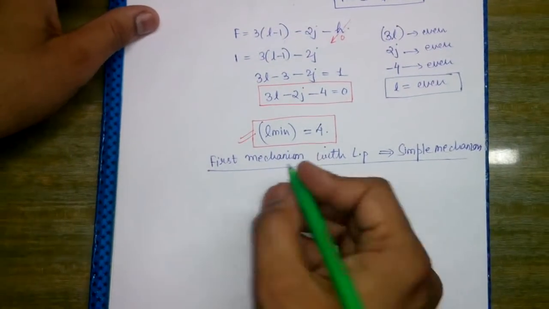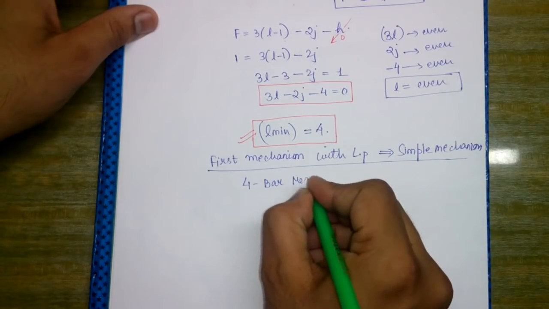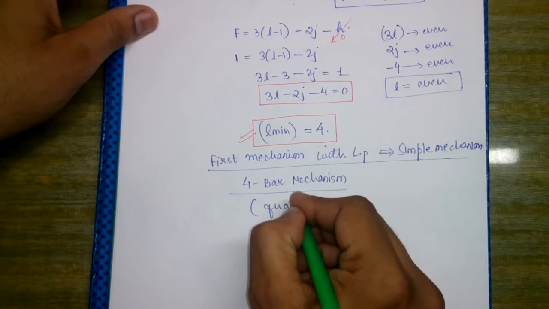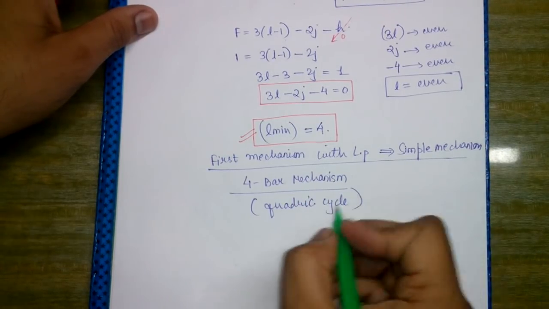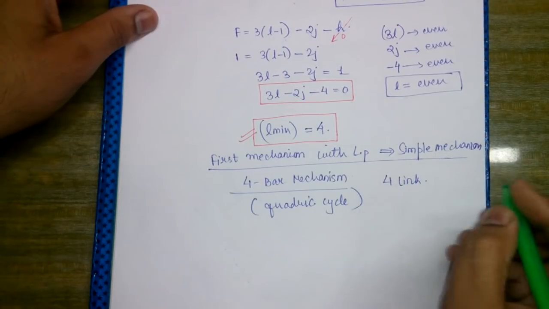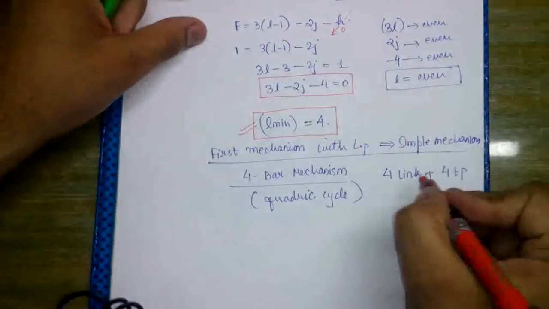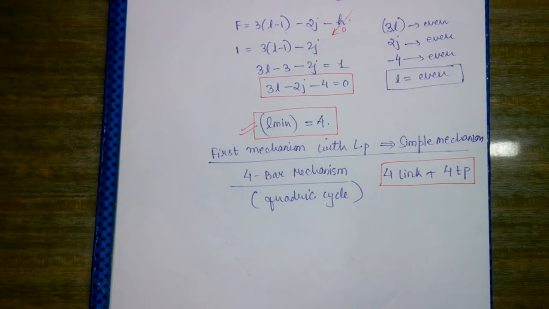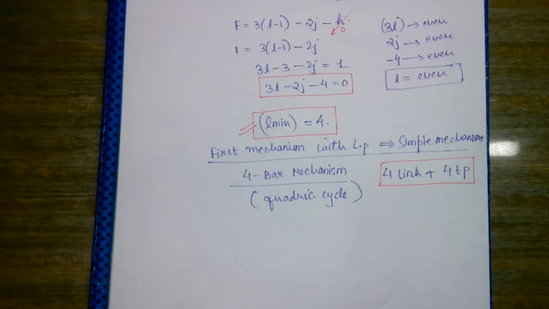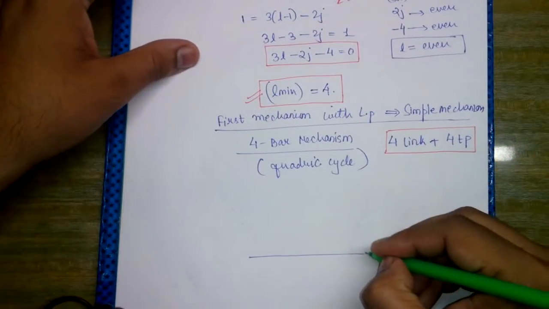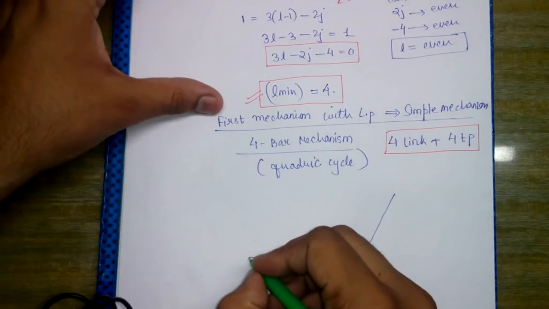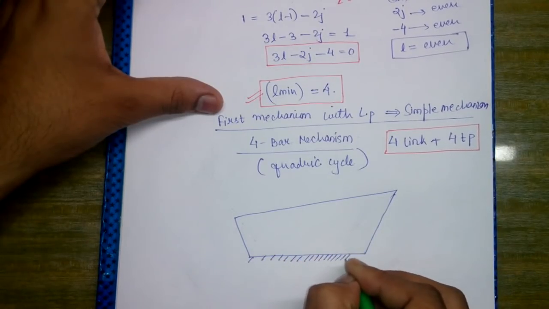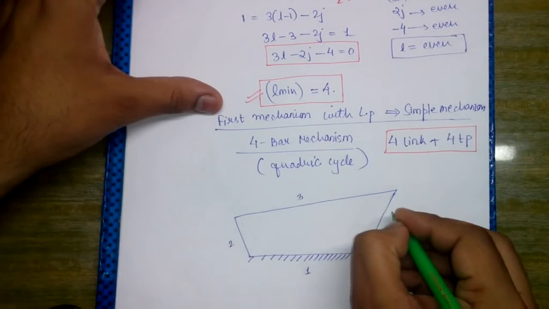So the first mechanism that we would study is the 4-bar mechanism, or this is also called the quadric cycle mechanism. Here we will have 4 links and 4 turning pairs. So in the 4-bar mechanism we have 4 links in total, and out of those there are 4 turning pairs and there is no sliding pair. So if we draw the diagram of this 4-bar mechanism, this link is fixed because one of the links has to be fixed so as to make it a mechanism. 1, 2, 3, 4.